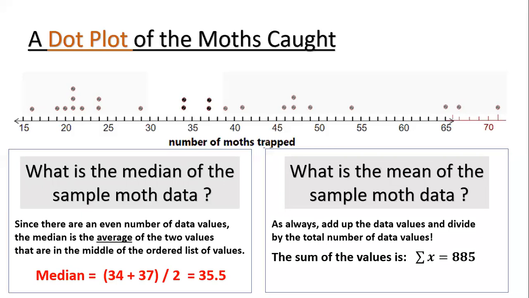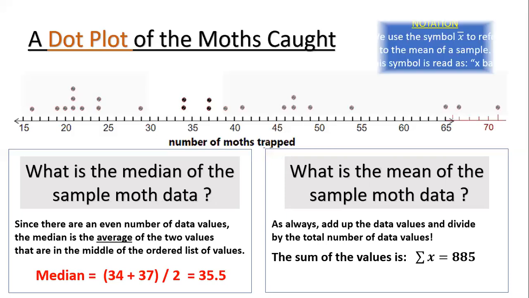Notice the symbolism. We use the Greek letter sigma, and if we say sigma x, we're talking about the sum of all the data values. The sum of the data values was 885. Now we're going to find our average, or our mean, by dividing that by 24. But now we're going to introduce an additional bit of terminology or notation here.